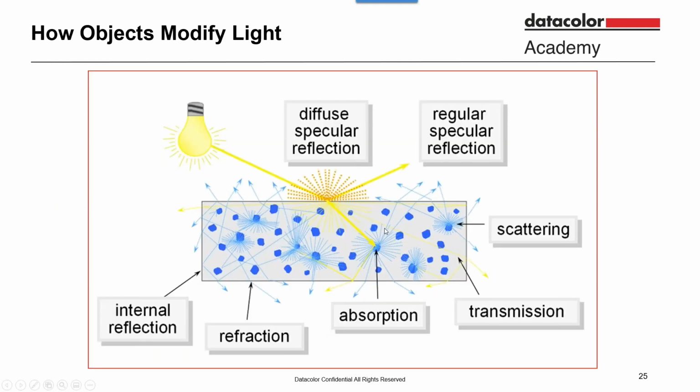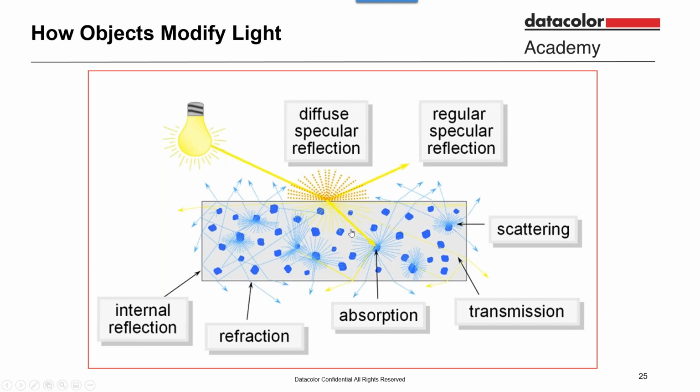Okay, let's talk about in general how objects modify light. And here we're going to take a look at the interior of a sample. When light first strikes the surface, a small portion of the light is reflected off the surface, and we call this specular reflection. And again, depending on the surface, whether it's smooth or it has a rough exterior, it'll either be diffuse specular reflection or regular. This amount is roughly around 4% of the light that does not make it into the sample and is reflected off the surface. However, most of the light does get into the interior of the sample.